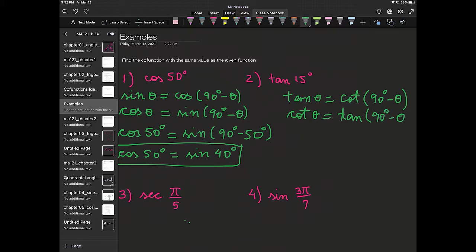We can use the first equation to write tangent of 15 degrees using its cofunction. So tangent of 15 degrees is cotangent of 90 degrees minus 15 degrees. Therefore, tangent of 15 degrees is equal to cotangent of 75 degrees.